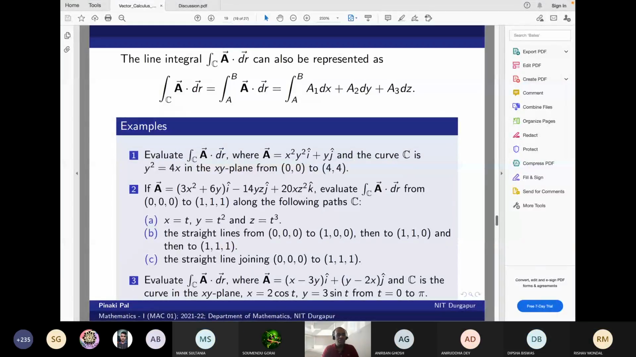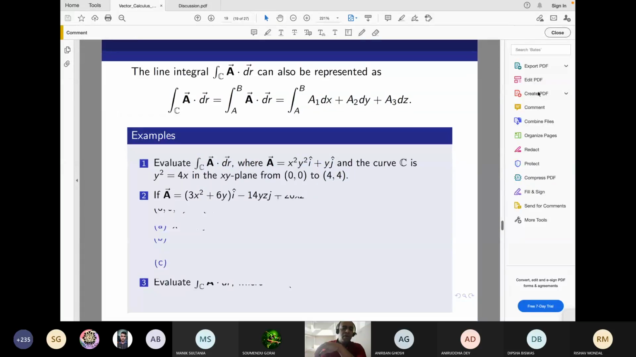Well, so we were solving the second problem in the last class. Part A we already solved, and now we'll go for part B. So now the path has been changed. The path of the integral has been changed.